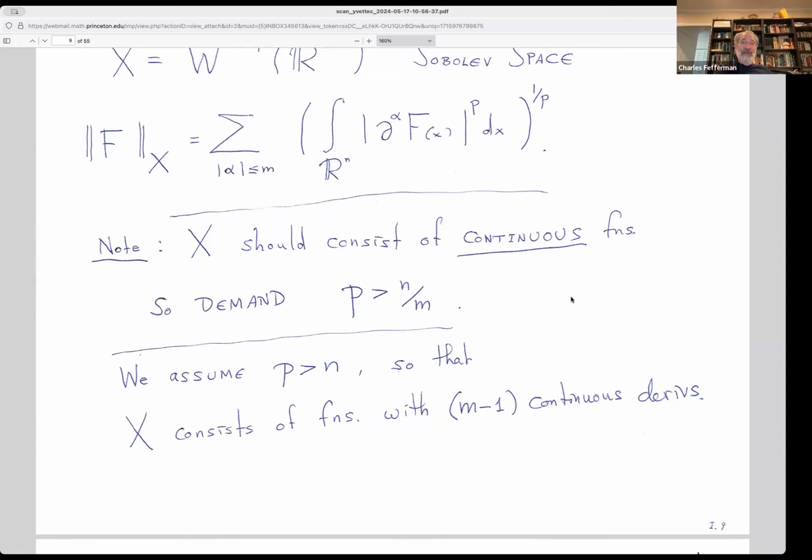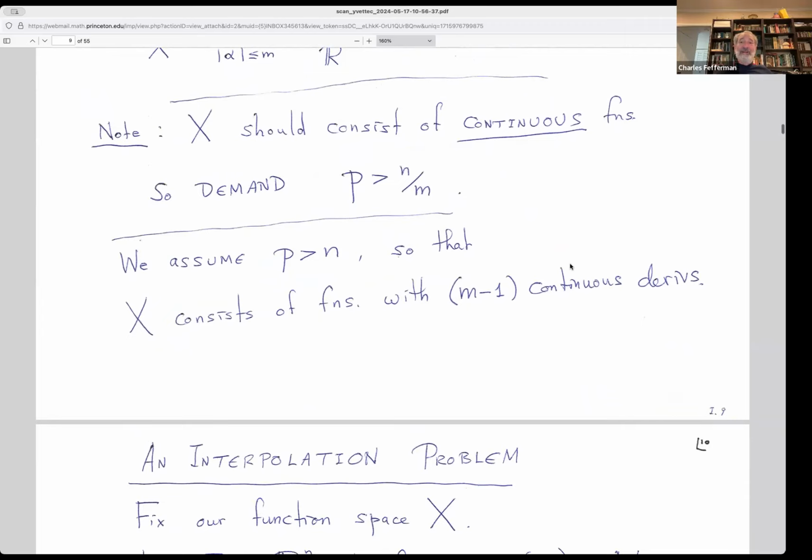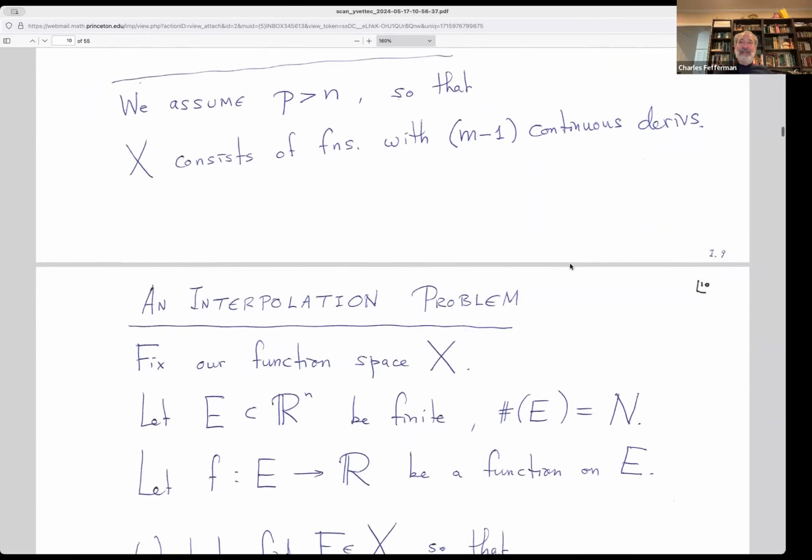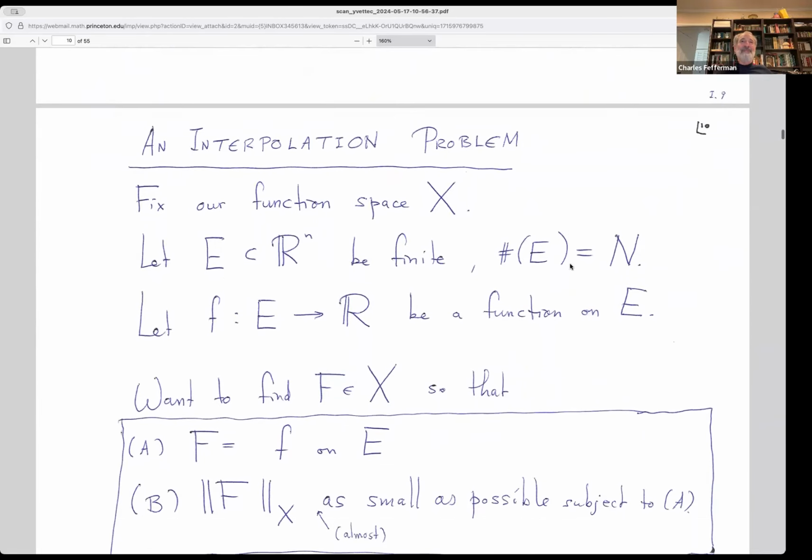You might wonder by the end of the talk, what's going to happen if P is bigger than n over m so that the question makes sense, but not bigger than n, which means that the results I'll tell you don't apply. And the answer is I haven't the faintest idea. And I've been thinking about it together with a few friends, and we're very far from the answer.